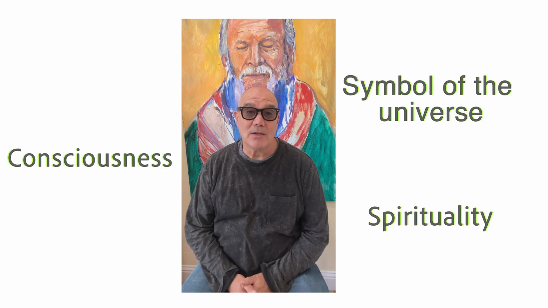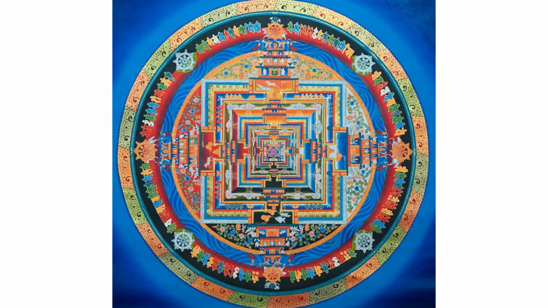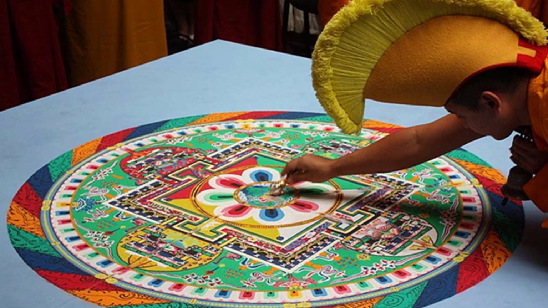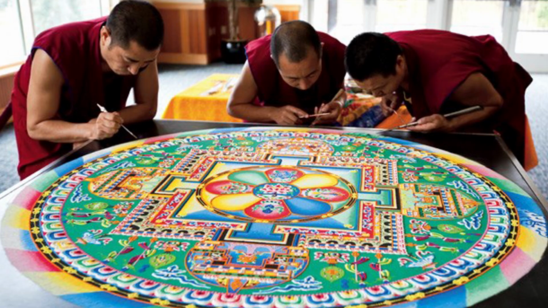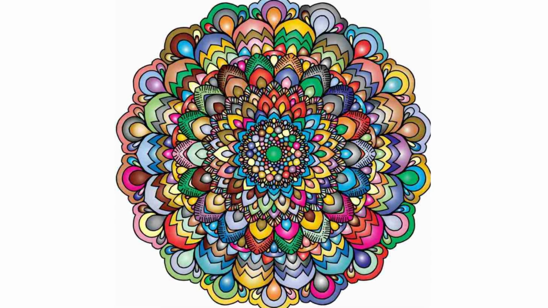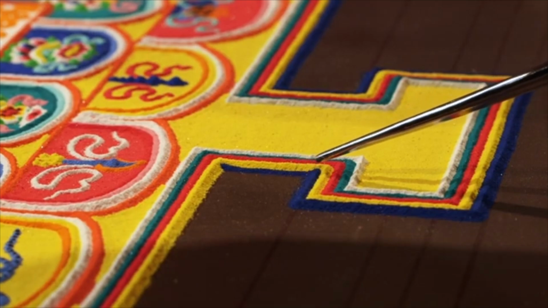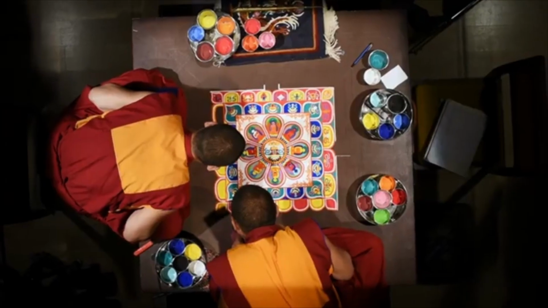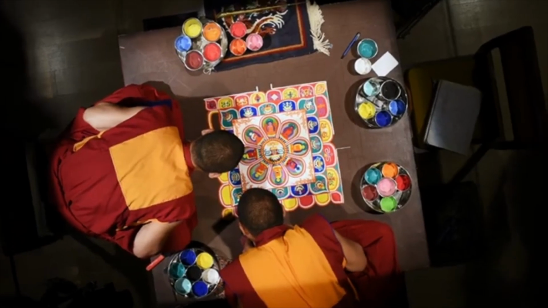A mandala is a symbol of the universe, consciousness, and spirituality. They are found in many cultures, making them universal. Most mandalas have colorful, detailed geometric patterns or designs. Mandalas are a type of spiritual art with a deep significance for many people. The word mandala itself simply means circle in Sanskrit.